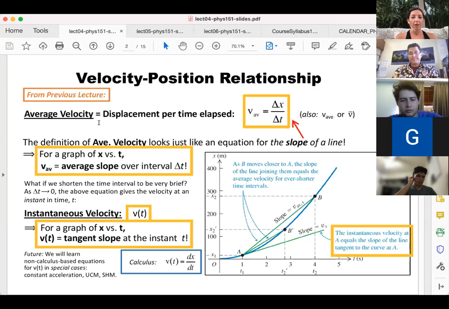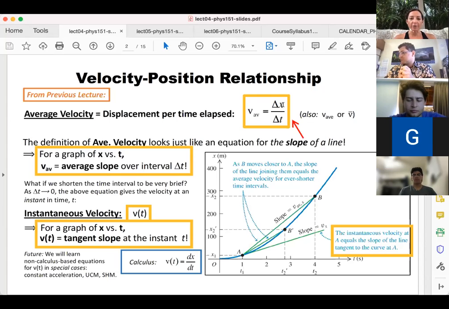So the average velocity is the displacement per time elapsed. So average velocity is delta x over delta t. Remember, we saw last time that delta x is specifically final position minus initial position. You cannot swap these two, or you are going to have a different value. So it needs to be the final position minus the initial position.